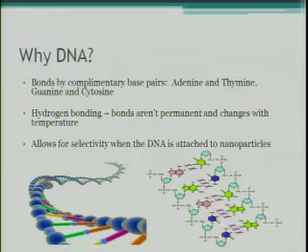So why DNA? Well, for one thing, it bonds by complementary base pairs, and the bonding is hydrogen bonds. Hydrogen bonds aren't permanent, and they change with temperature. Basically, this allows for selectivity. When we attach DNA to nanoparticles, it allows certain bonds to be made, so it allows you to direct what type of structure you want to form.